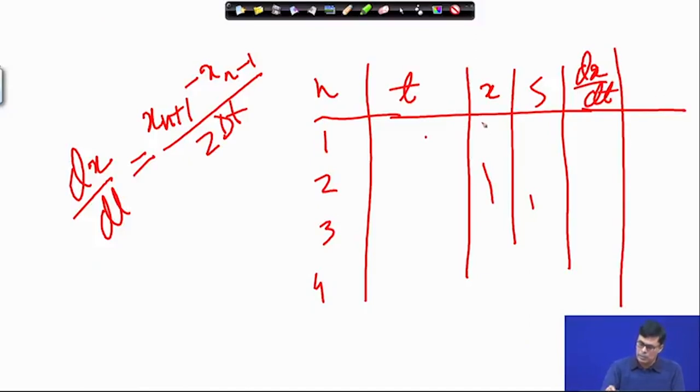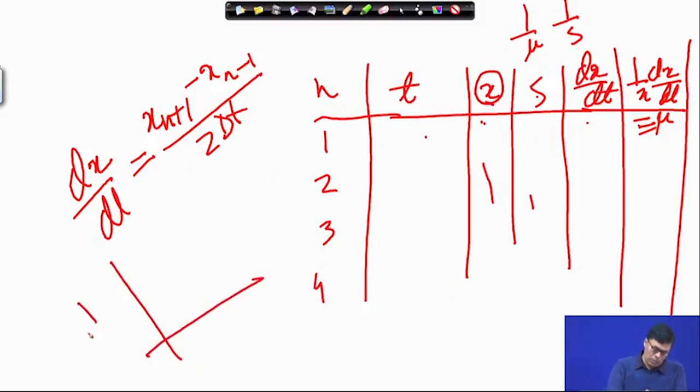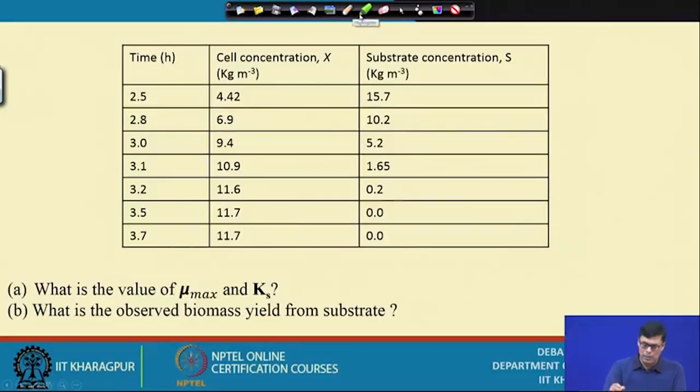Once we know dx/dt, we know the value of x at this point, and the value of dx/dt at this point. So, we can find the value of (1/x)(dx/dt). This is nothing but mu, am I right? Once you know the mu value, we can find the value of 1/mu, and simultaneously we can find the 1/S value. S value is given here. So, we can plot 1/mu versus 1/S, and we can get the kinetic constant Ks, and this we can easily find out.